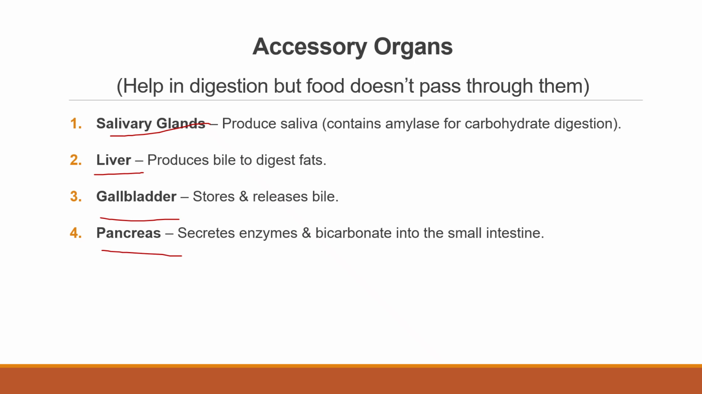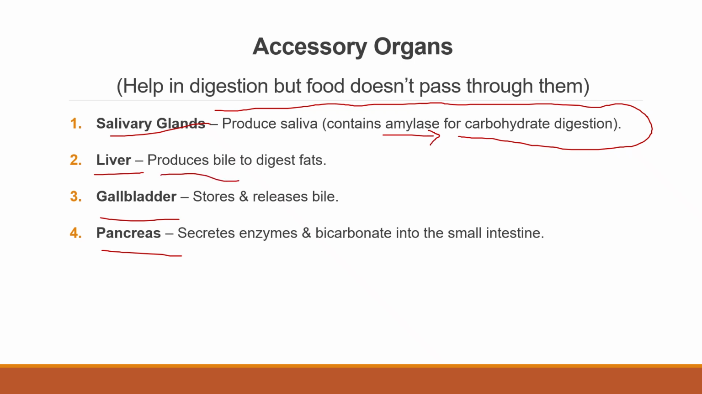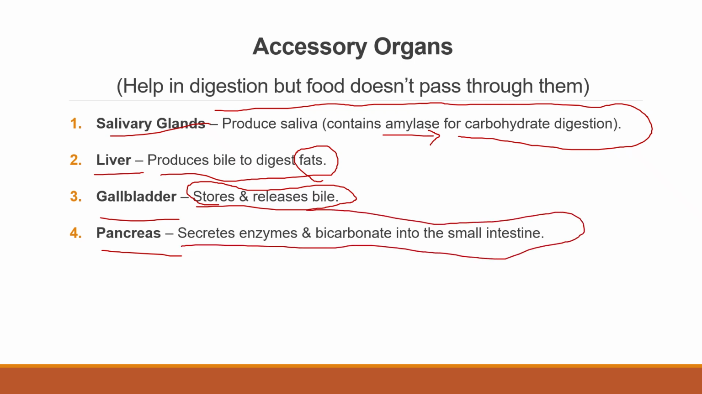Their functions you can see: salivary glands produce saliva, which has the amylase enzyme for the digestion of carbohydrate. The amylase enzyme will break down the carbohydrate, and the liver will produce bile for the digestion of fat molecules. The gallbladder stores the bile juice which is secreted by the liver, and the pancreas secretes enzyme and bicarbonate into the small intestine. So these are the functions of the accessory organs.